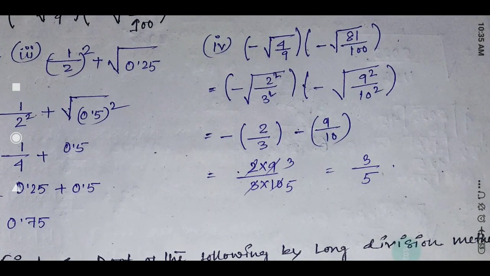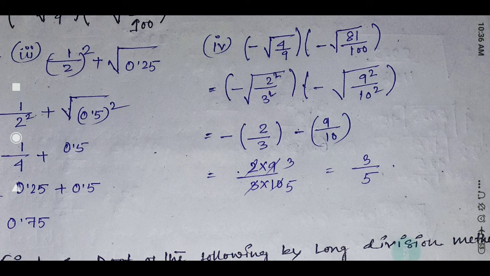Number 4, it's easy, you just go through this. Number 4 is given as minus of square root of 4 by 9. 4 means 2 square, 9 means 3 square. That means it will be 2 by 3. Again, 81 by 100. 81 means 9 square and 100 is 10 square. So square and square get cancelled. It will be 9 by 10.